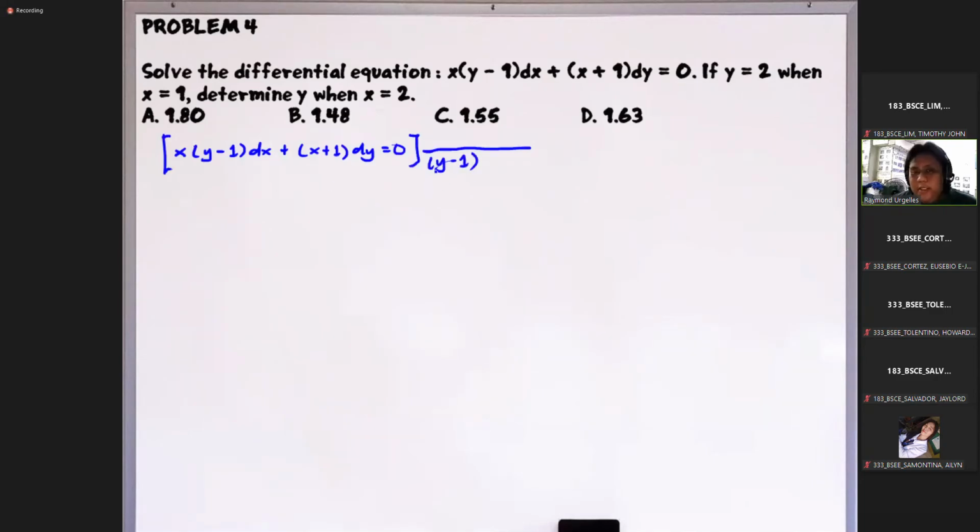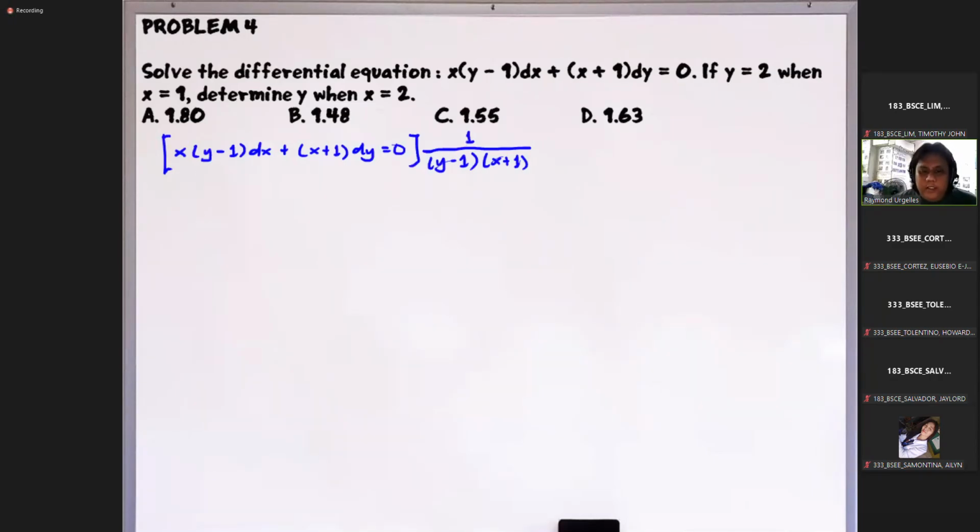Okay, so dito naman, ang kailangan natin tanggalin is x plus 1. So therefore, we multiply x plus 1 here, sa denominator din, para mag-cancel. Then, wala naman tayong kailangan i-multiply sa numerator, so therefore, 1 lang. Diba?